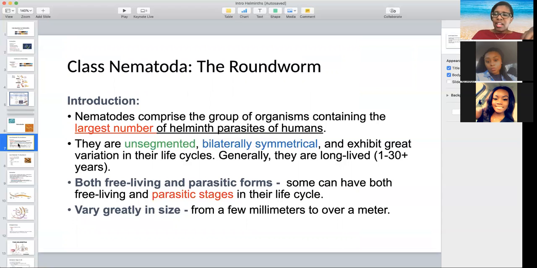There's a lot of variation that we see in the life cycle of these helminths. They're generally long-lived. They can live anywhere from 1 to 30 years and onward. Again, these are certainly free-living organisms. You can find them out in water, soil, and so forth. But we also find them in their parasitic forms where they're inside of various hosts like humans and animals and so forth. They can vary in size. Again, it just depends on the species of the organism.